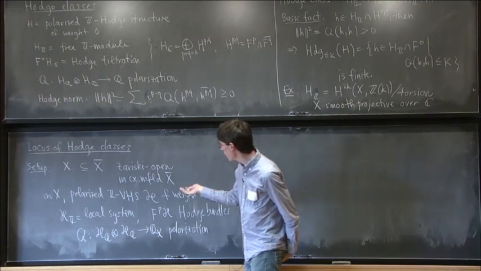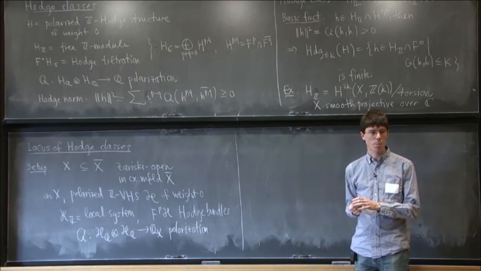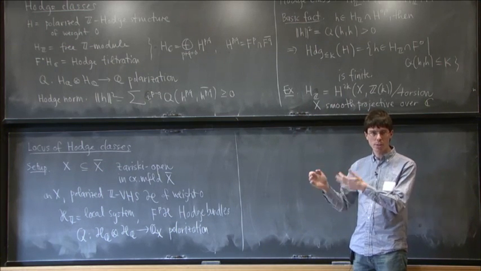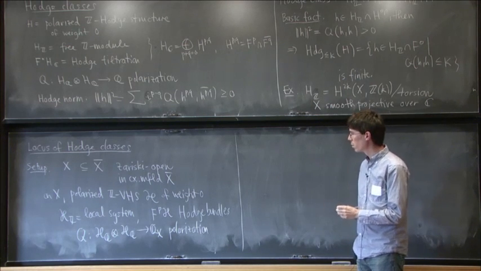Okay, and so in this setting, at every point of X, I have a Hodge structure, so I can look at all the Hodge classes over that point. And the locus of Hodge classes is just the union of all of these things together, basically. All the Hodge classes that occur in all the possible fibers of this.